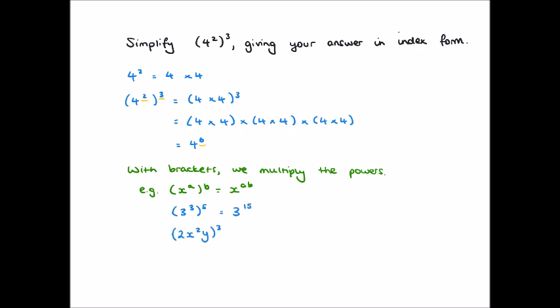As always, this holds for algebraic expressions, but we need to be careful when we're dealing with a multiple number of variables. So 2x squared y all cubed, we'd need to cube each part. 2 cubed is 8. x squared cubed is x to the power of 2 times 3, which is 6. And then y to the power of 1, which is what this is, cubed, would be y to the power of 1 times 3, which is 3. So 2x squared y cubed is 8x to the 6th power y cubed.